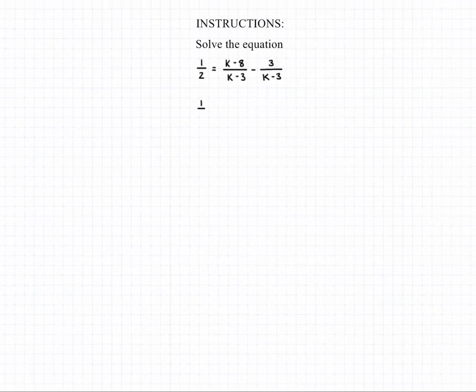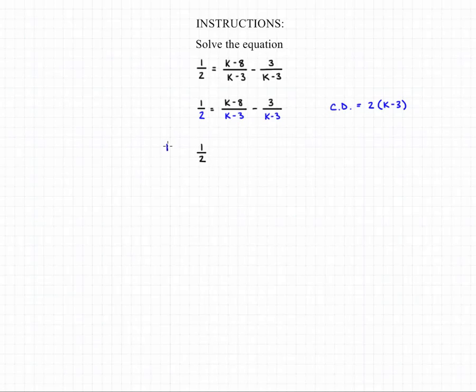In order to solve an equation that contains multiple rational expressions, we need to find a common denominator for all of the expressions. And we can do that by looking at what factors make up our denominators. So our first denominator has 2, our second denominator has the factor k minus 3, and our third also has the factor k minus 3. So a common denominator can just be 2 times k minus 3.